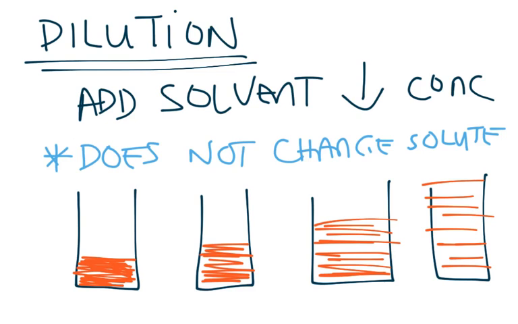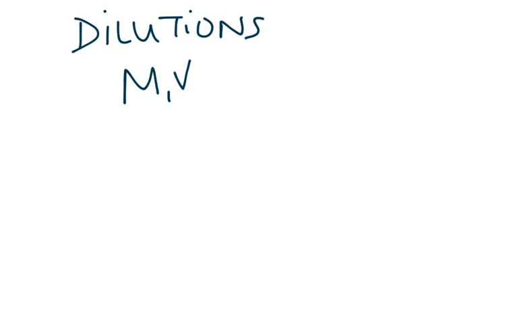So molarity and volume have an inverse relationship. Okay, the lower the volume, the more concentrated it is, the darker it is. The higher the volume, the more dilute it's become. So your formula to calculate dilutions, another formula to learn, is M1V1, starting molarity, starting volume, equals M2V2, ending molarity, ending volume.